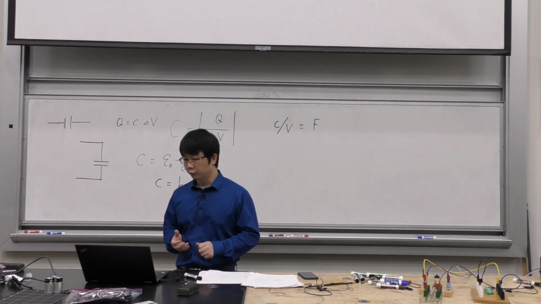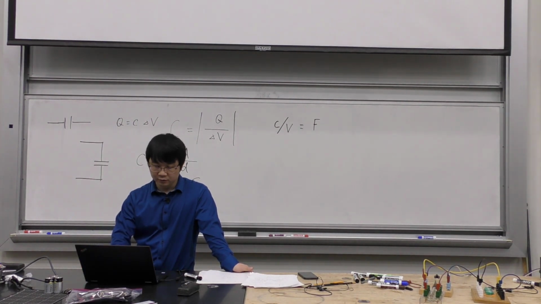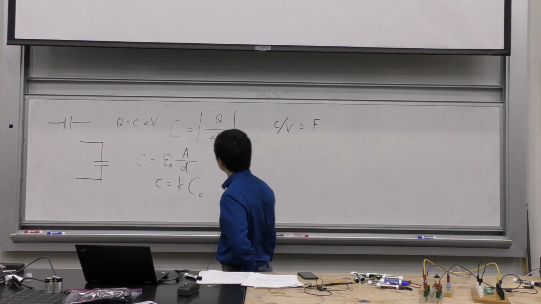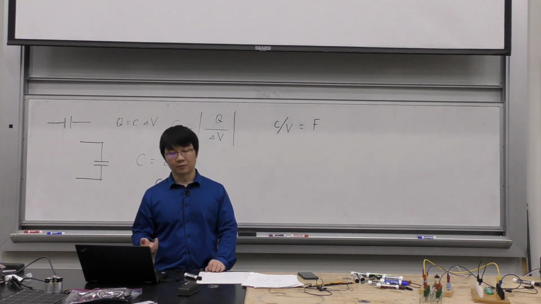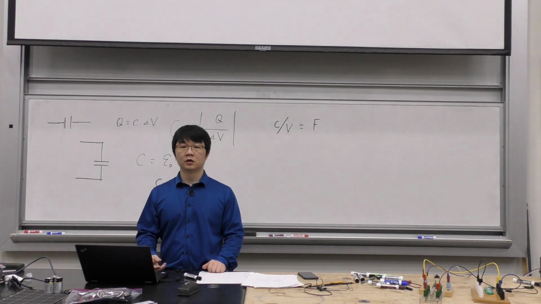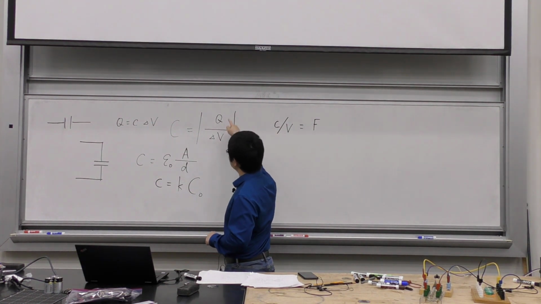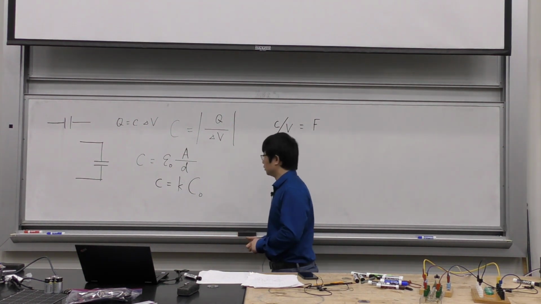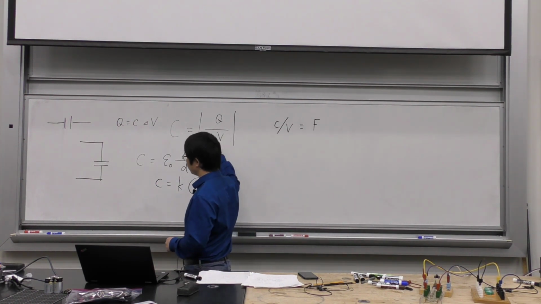Okay, so we introduced this circuit element, capacitors. We discussed the definition of capacitance, which is the measure of the capacitor's ability to store electric charge and electric potential energy. It's the ratio of the electric charge each conductor carries to the electric potential difference between them. This is the general definition of capacitance.